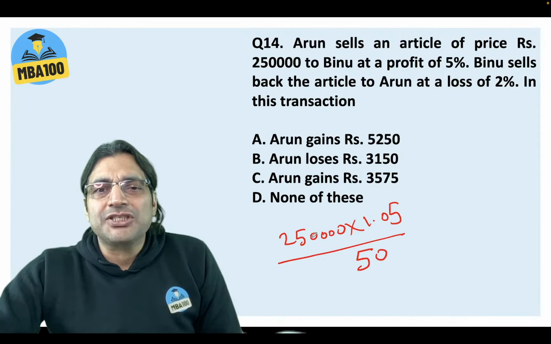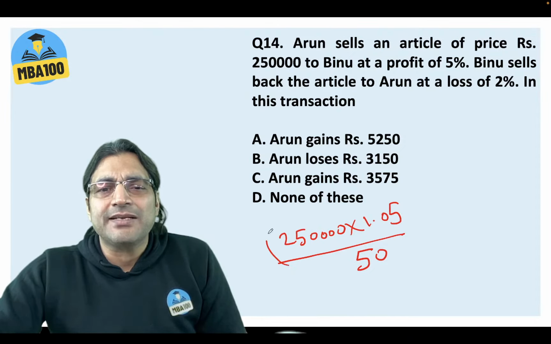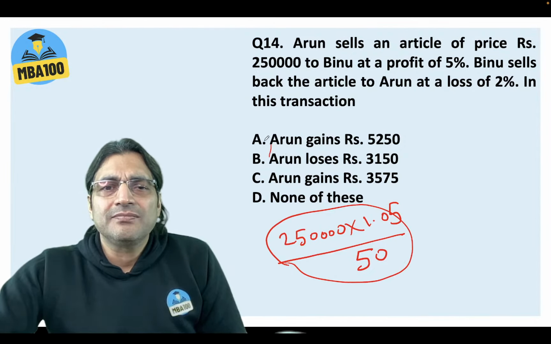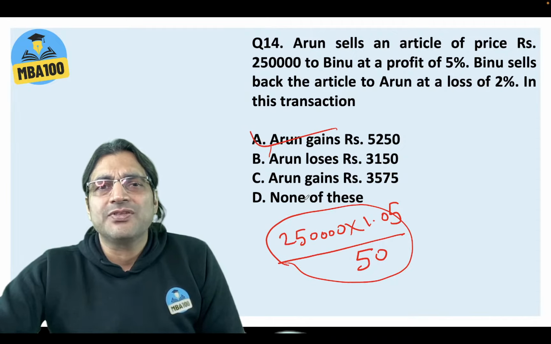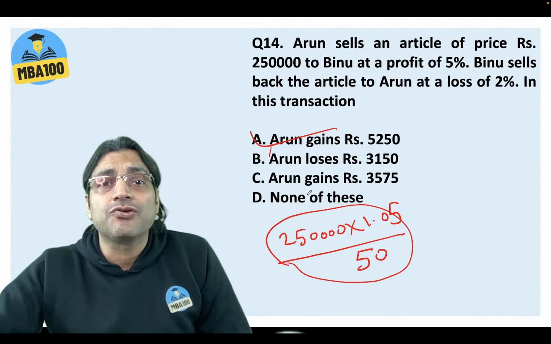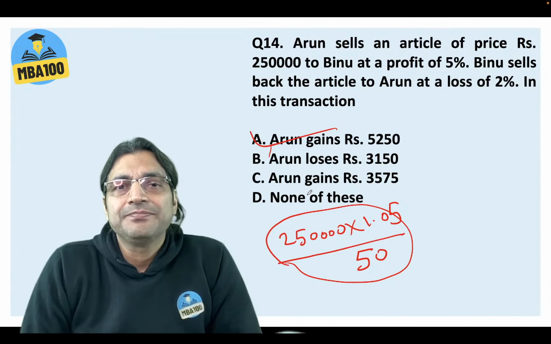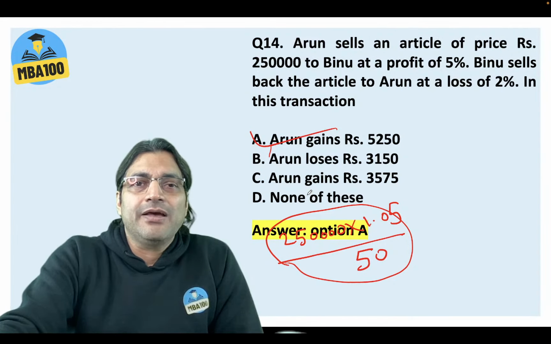So this is what she lost. So Arun must have gained this much. There's absolutely nothing else that takes place here. So this is your answer. This will give you 5250. So this is the gain of Arun. Why do I need to do any calculations here? Okay, option A, of course.